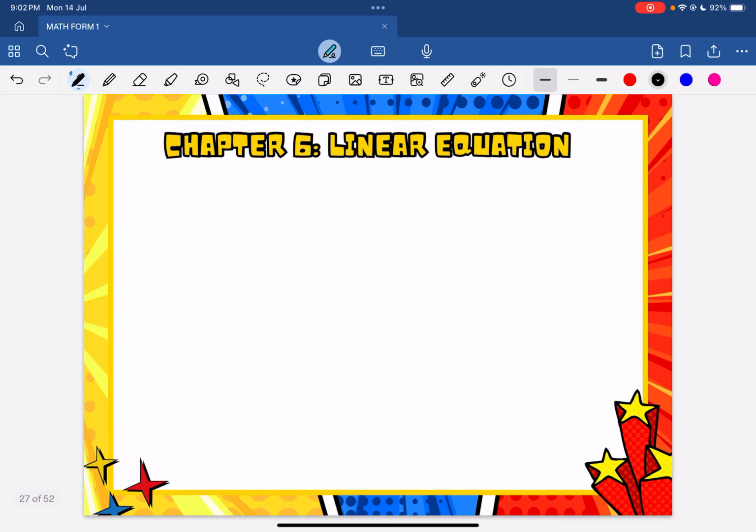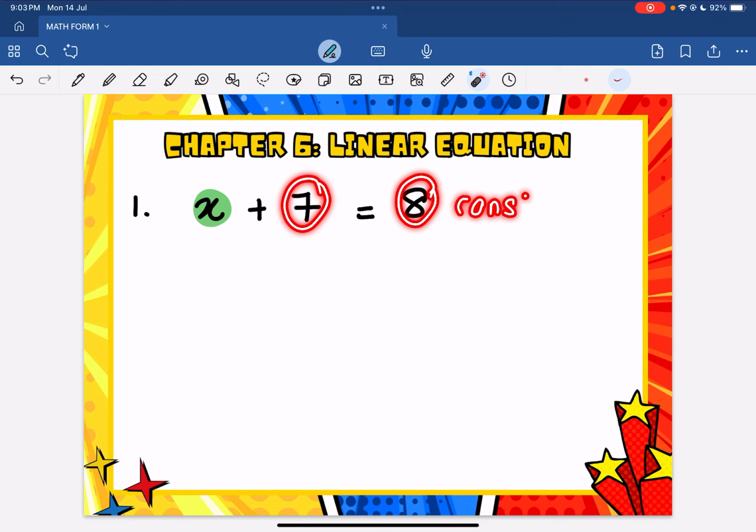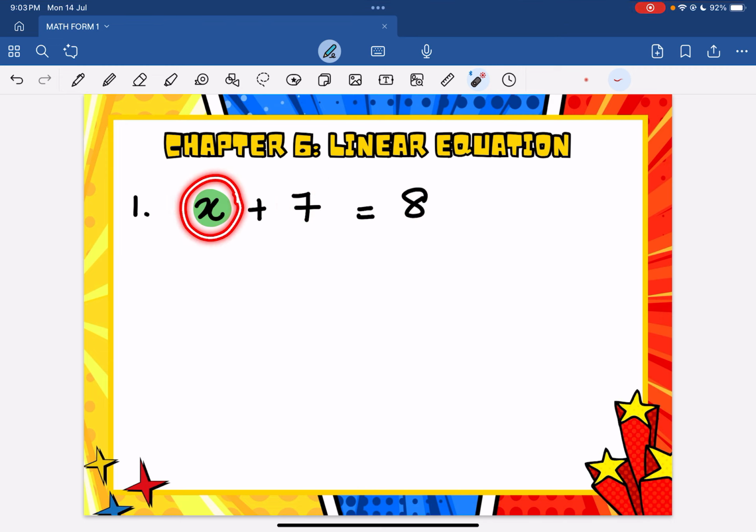For example, one simple example, we start with x plus 7 equal to 8. When I say find the variable value, you are looking for x, because this is the only letter you have. 7 and 8 are not letters, they are constants, numbers. So we would like to find x. We would like to leave x alone here and find the answer of x.